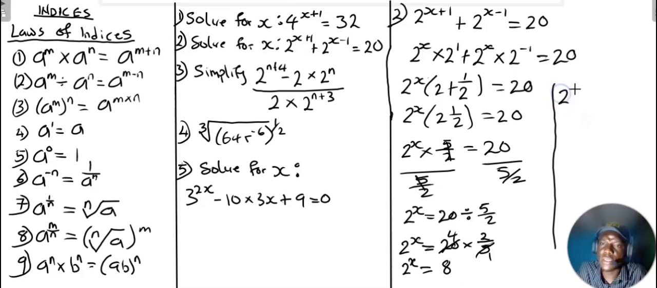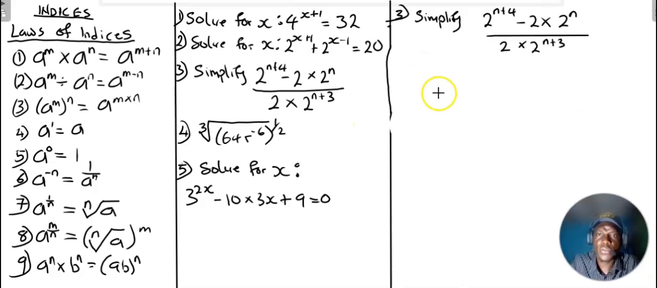8 is the same as 2 raised to power 3. So 2 raised to power x is equal to 2 raised to power 3. That's 2 times 2, 4; 4 times 2, 8. So 2 raised to power 3 will give you 8. Now the bases cancel out, then your x is equal to 3. So this is our final answer.